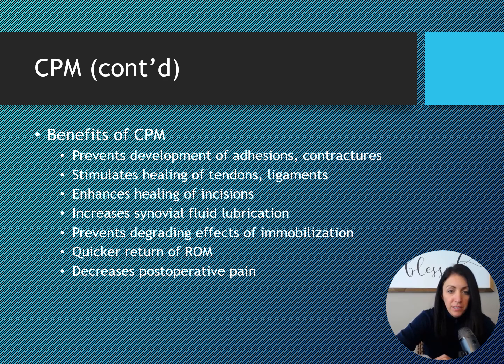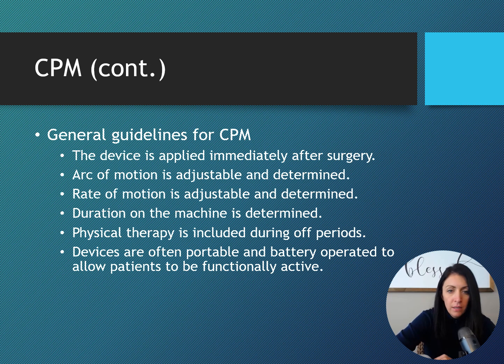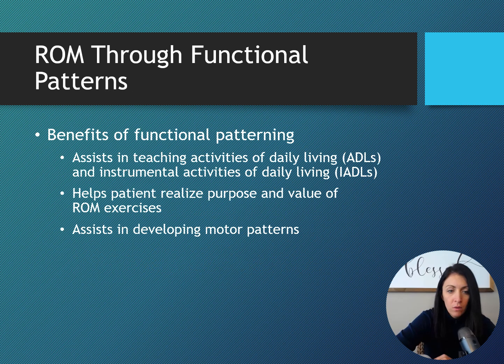And here are all the different benefits for a CPM that you can look over. And here are all the general guidelines for that too. Like I said, you're going to determine the rate and how much range of motion and how often. Well, really the physician's going to say how often. Usually it'll say BID, like 2 times a day. It might say for total knee replacement, for the right knee, do 4 hours BID. That might be morning and late afternoon, but it just depends on what the MD order would be.